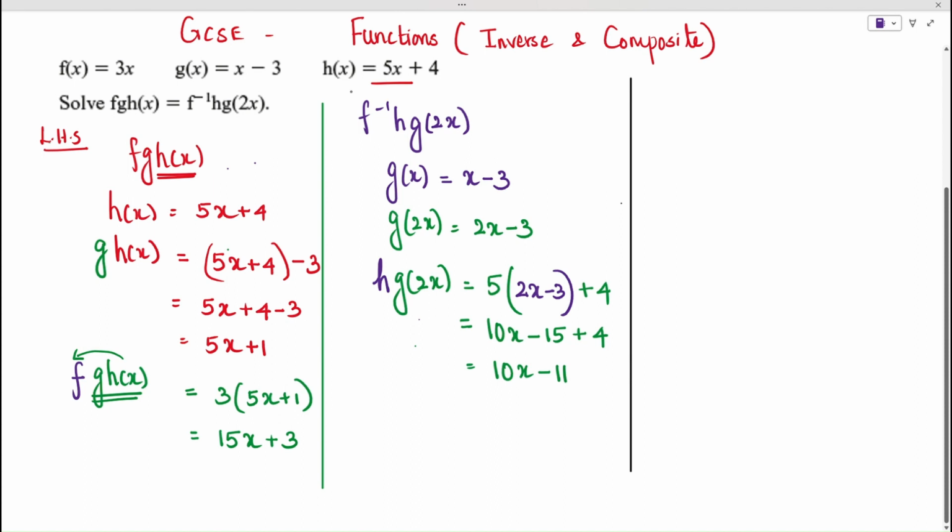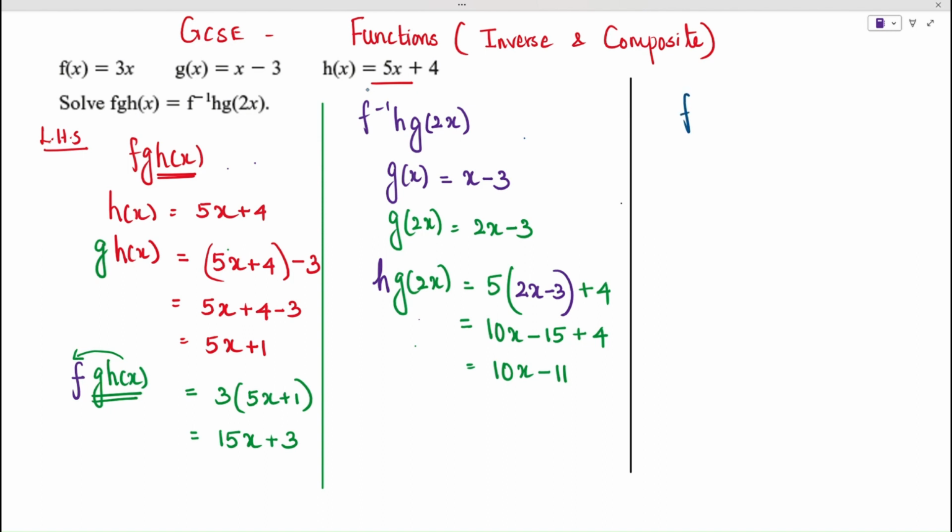So before we substitute h of g of 2x into our f inverse of x, we have to find out what f inverse of x is first, because we're only given f of x. There are a few steps that you have to do when trying to find the inverse of a function. So let's work it out.